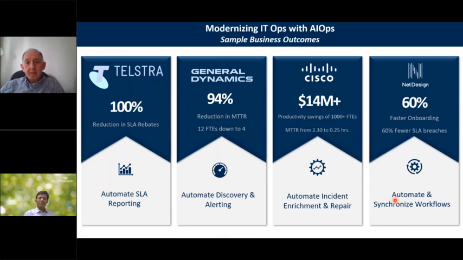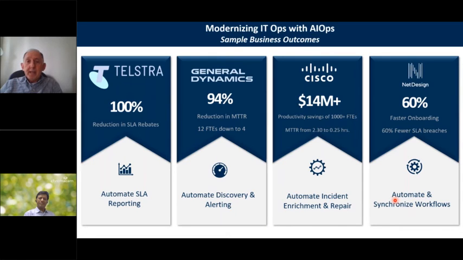At Cisco, they saved over $14 million and reduced headcount by 1,000 in some of the very, very large accounts and very large global networks that they support as managed services. So Cisco had major savings from automated fault triage that we talked about.